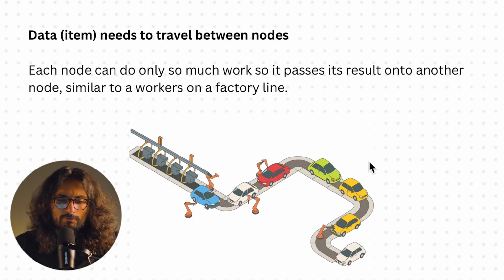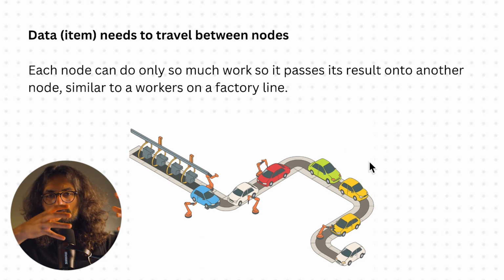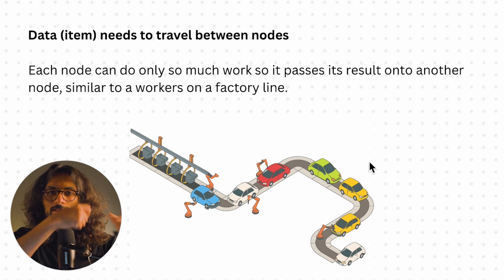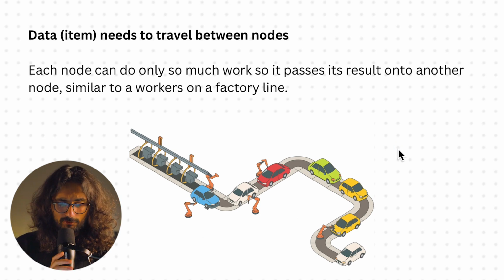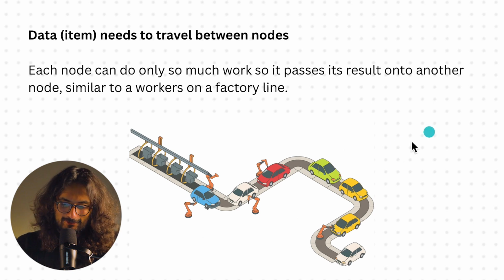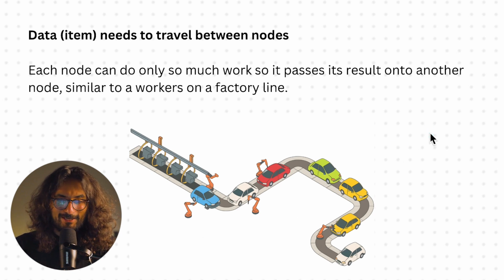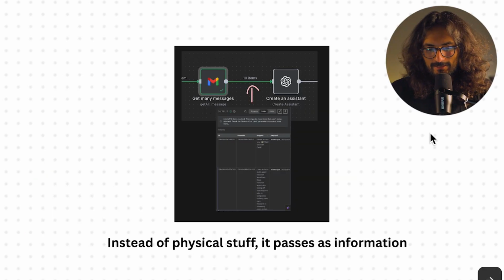Similar to how you do this in a factory line. Maybe you're building a car and then the car starts. Think about it as data, and then one worker does their part in contributing to it. Maybe someone puts on tires. I don't know why this car is on the opposite way. I used AI to generate it, so you can see it sometimes doesn't understand spatial reasoning. So there you go.